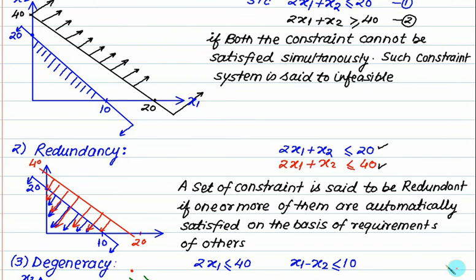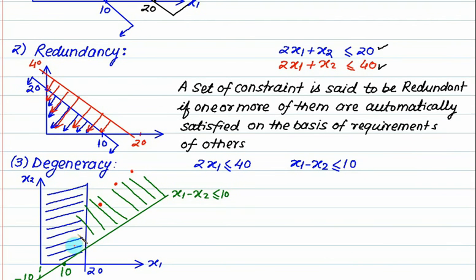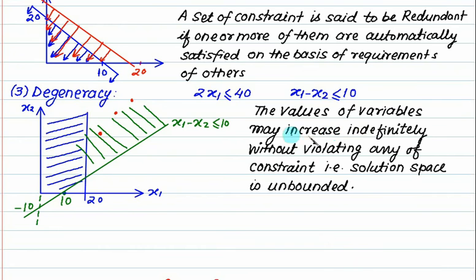This one is bounded, and this time even though we have two constraints, we are getting this region, and this region is an unbounded region. That is this one. If you start from here and you go to this side, the upper limit is infinity. Is it open or closed? Open. So the values of the variables may increase indefinitely without violating any of the constraints. That is, the solution space is unbounded. In that case, it is called degeneracy.